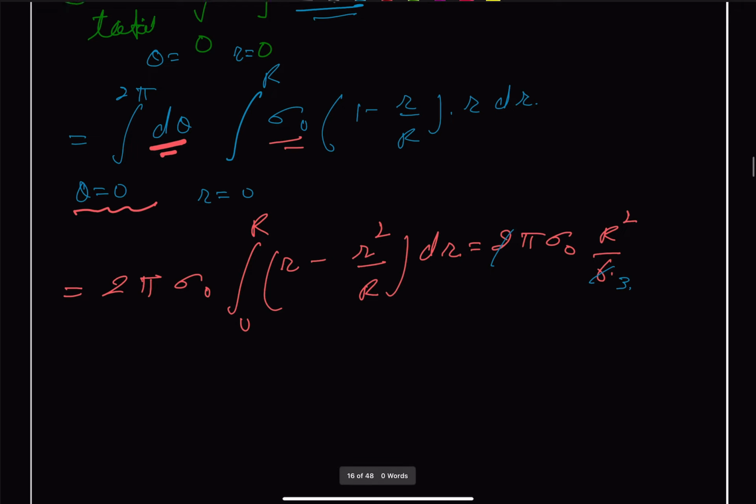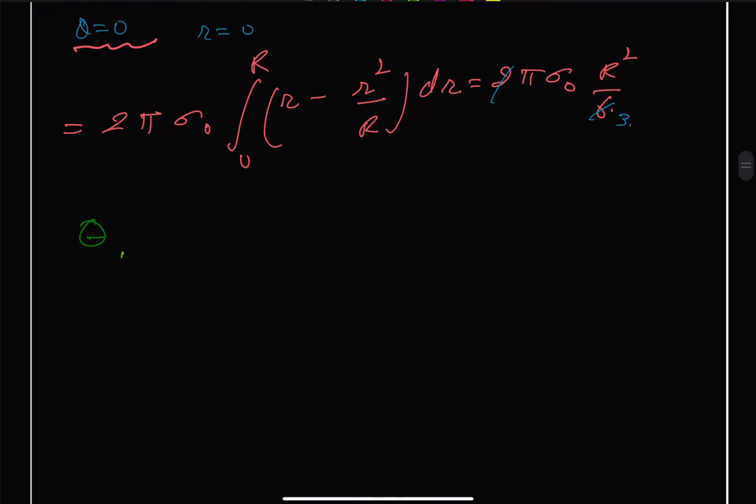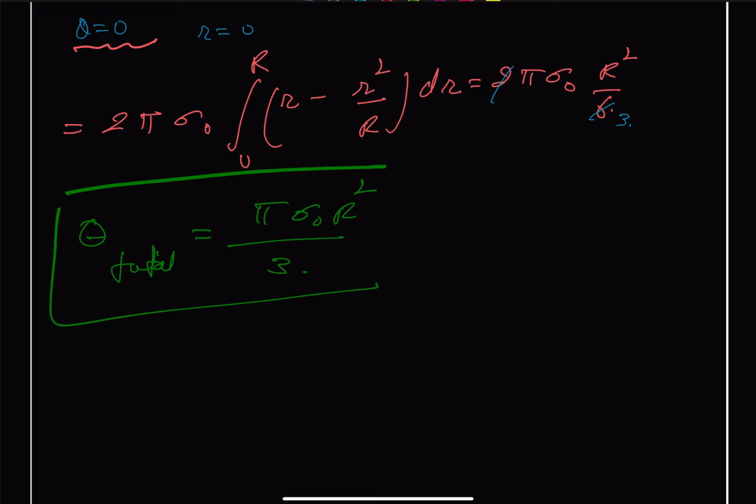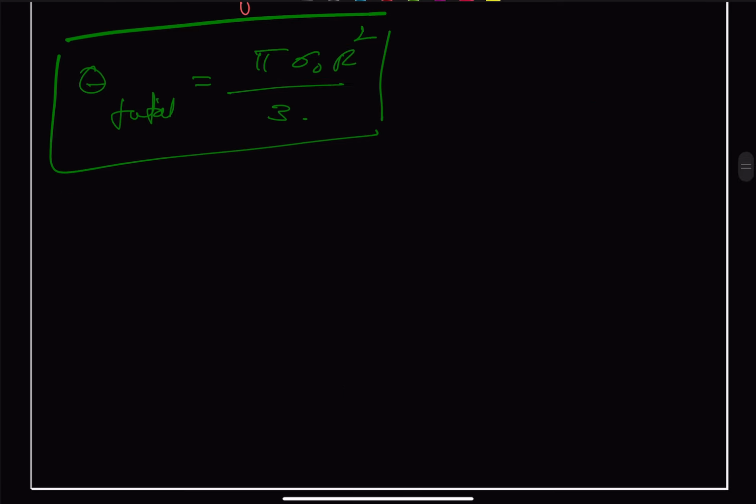So we get our total charge will be equal to pi sigma naught R square divided by 3. So we found out one part. Now we are going to find out the other part, that is the smaller one, when r is equal to capital R by 4.